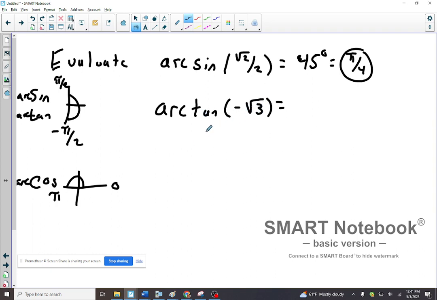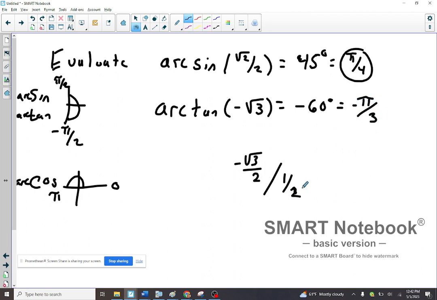So you're asking yourself, where is tangent negative root 3? Which must mean you have root 3 over 2 divided by 1 over 2. So where is sine negative root 3 over 2, I guess you could say? Sine is at negative root 3 over 2 at 60 degrees. But in this case, since we're in quadrant 4, negative 60 degrees. And then you just got to make sure that's in radians.